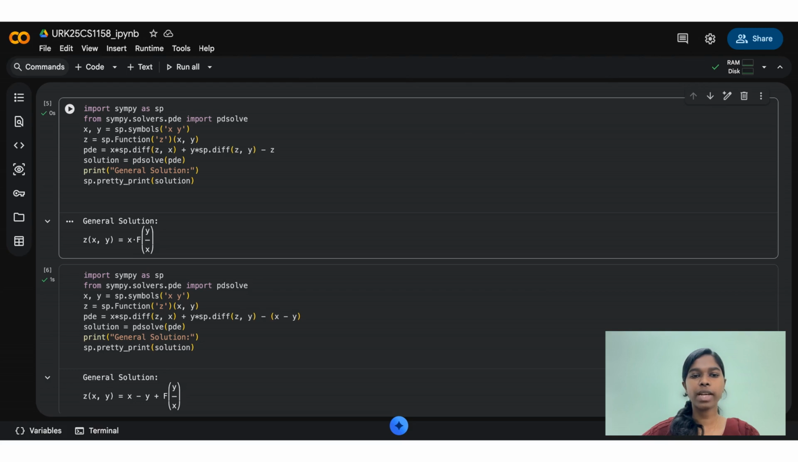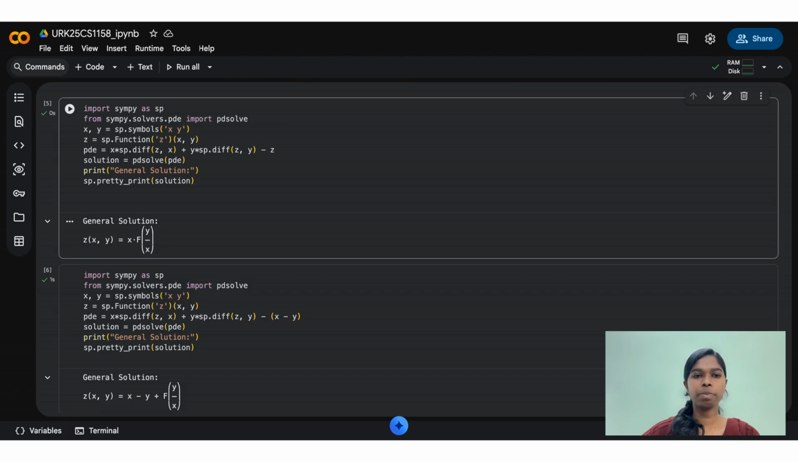After that, we define the partial differential equation: x multiplied by the partial derivative of z with respect to x, plus y multiplied by the partial derivative of z with respect to y, minus z, which is equal to 0. So mathematically the PDE is x ∂z/∂x + y ∂z/∂y - z = 0. This is a first order linear partial differential equation.